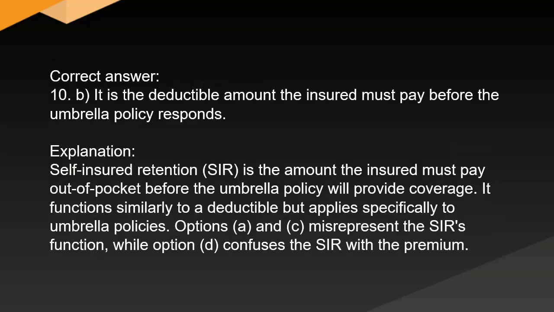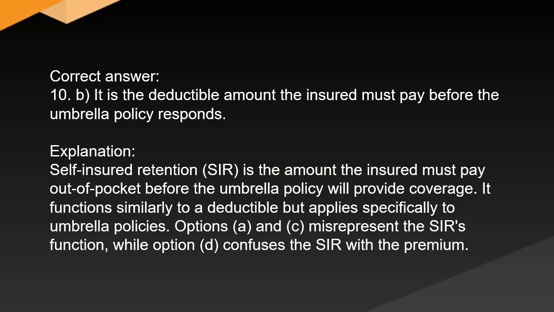Correct answer: B. It is the deductible amount the insured must pay before the umbrella policy responds. Explanation. Self-insured retention, SIR, is the amount the insured must pay out of pocket before the umbrella policy will provide coverage. It functions similarly to a deductible but applies specifically to umbrella policies.